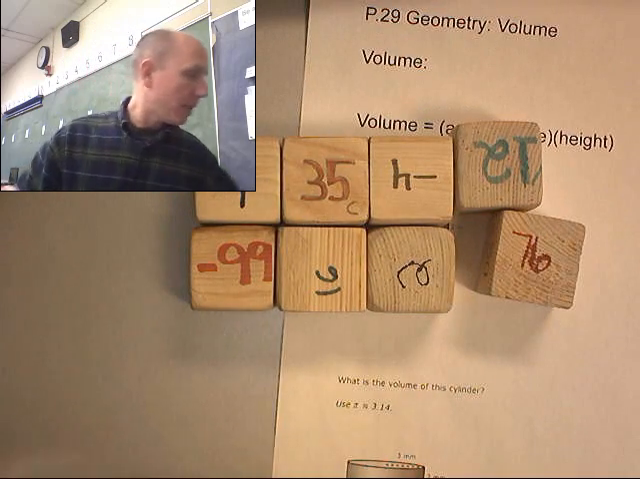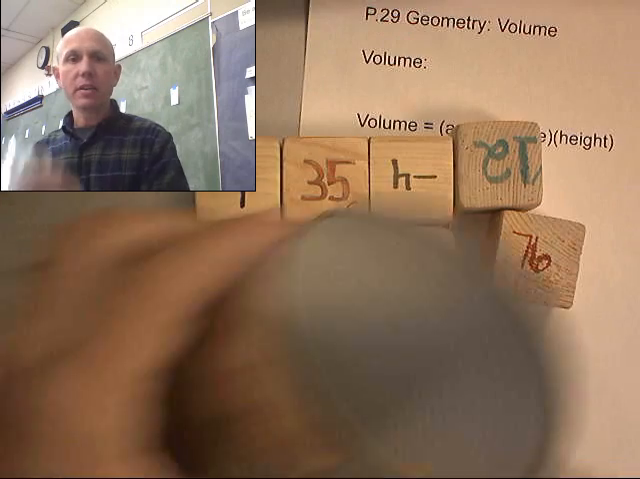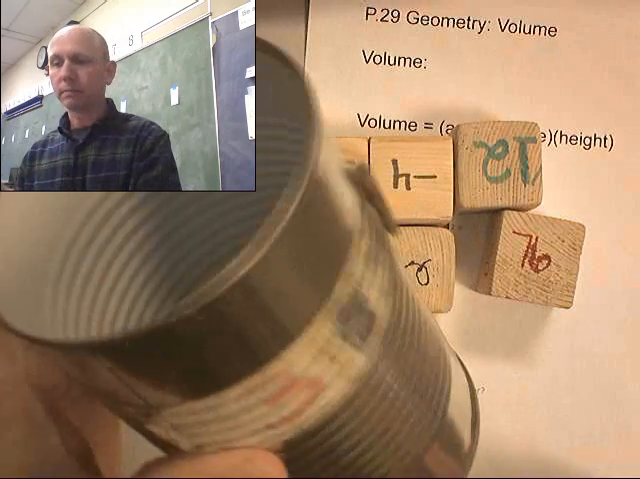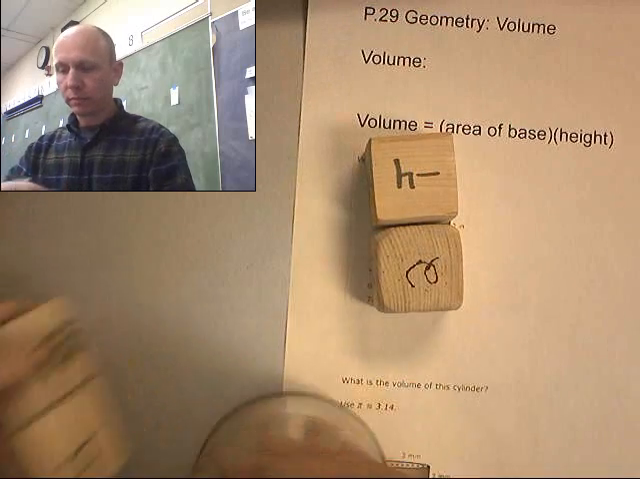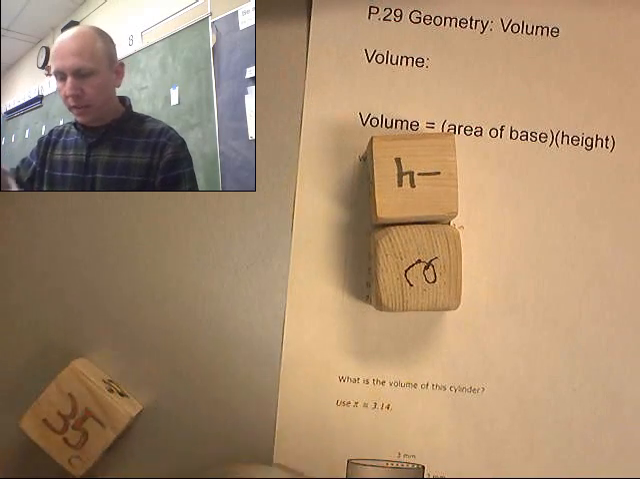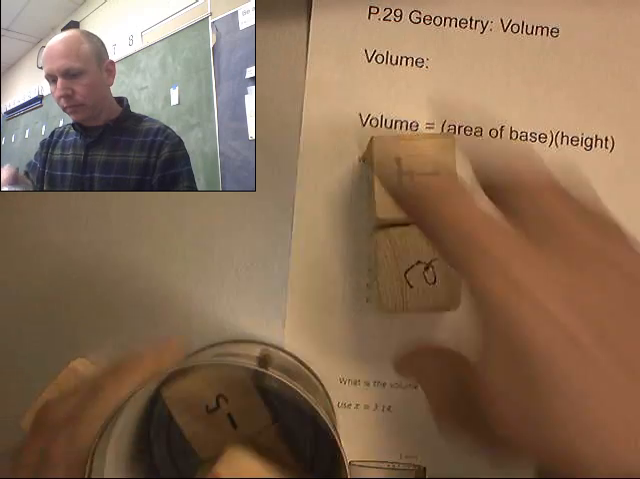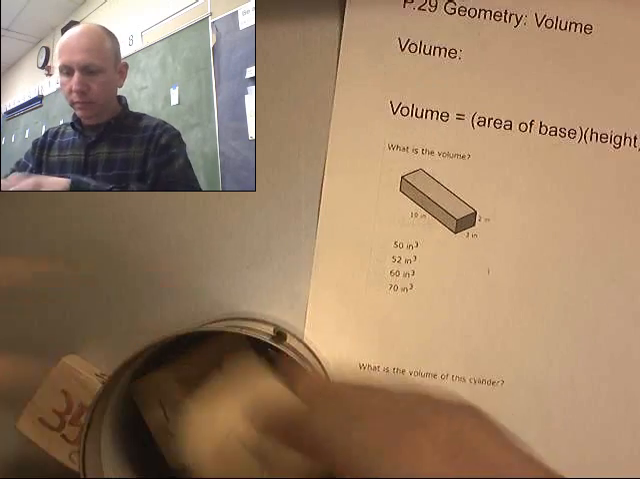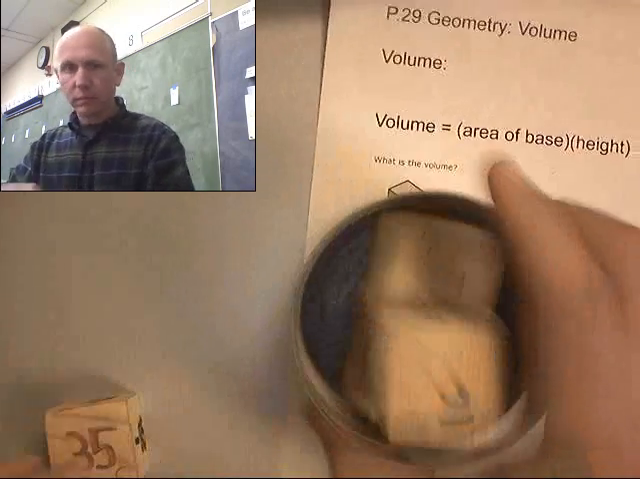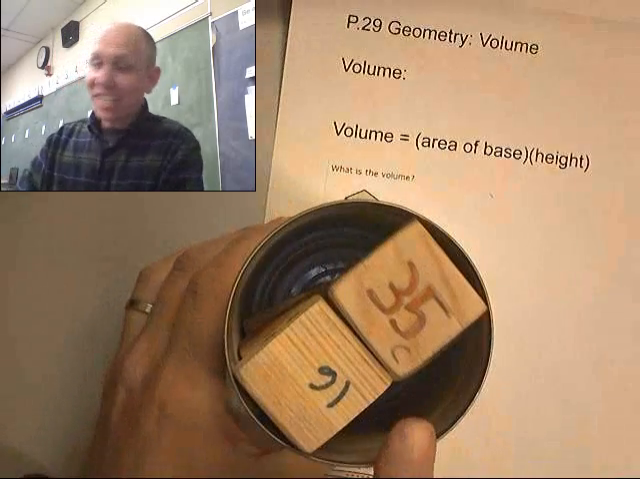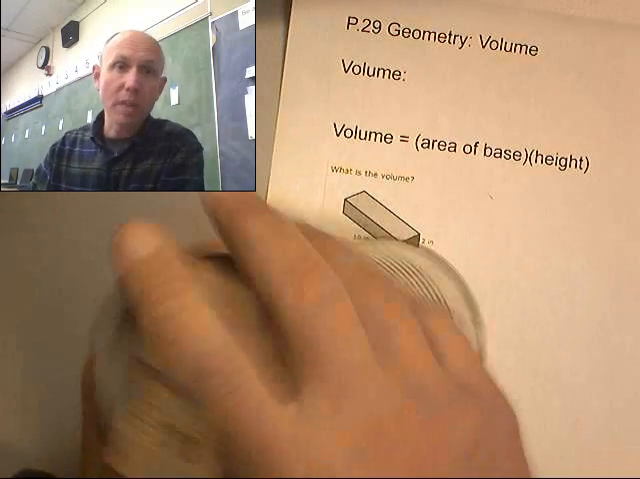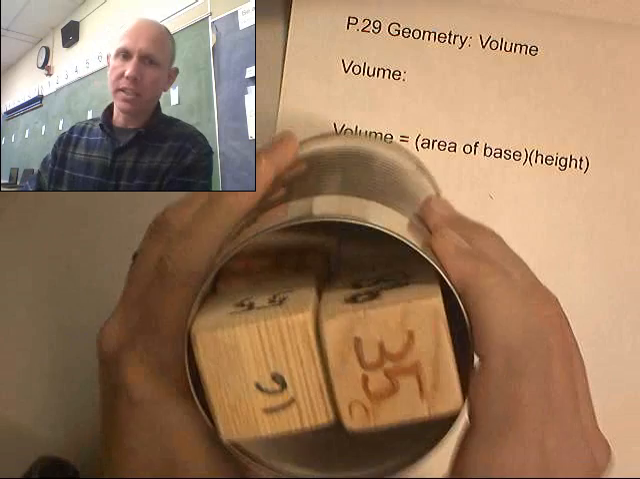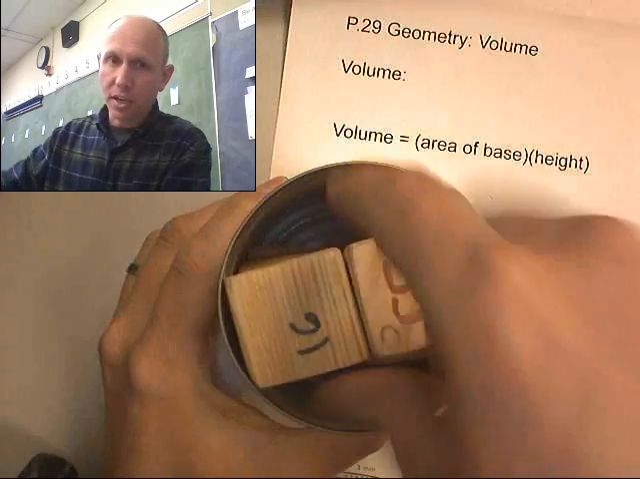Now, the same thing applies for other shapes. Here's a cylinder. How many of these cubes could I fit inside of this? Well, at least that many. So we know this thing is at least 8 cubic inches in volume. Actually, it's probably a lot more than that, because I didn't fill in all the edges.